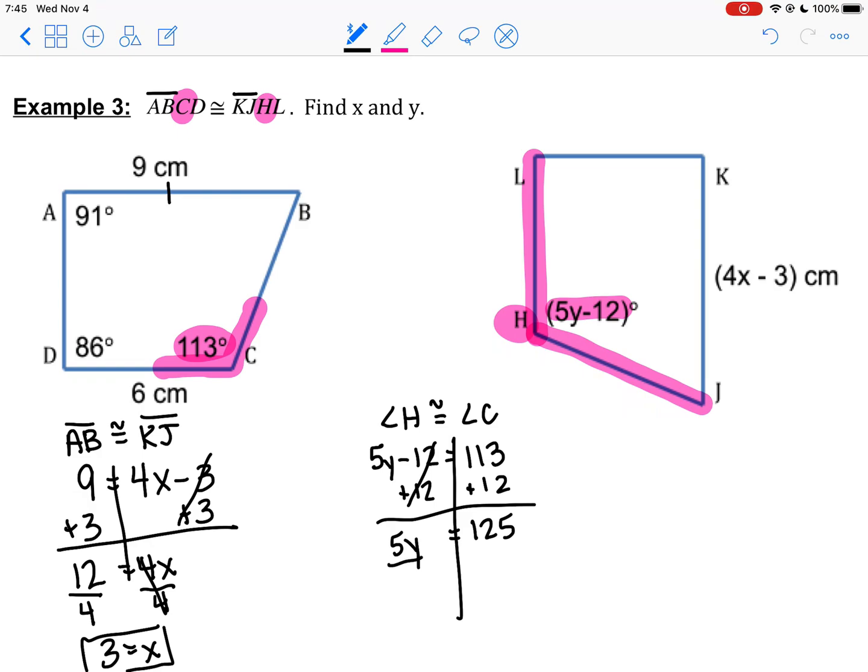And then to get y by itself, I'm going to divide both sides by 5. So the value of y is 125 divided by 5, which will give me 25. So we use the names of our congruent figures to help us figure out what those corresponding parts are.